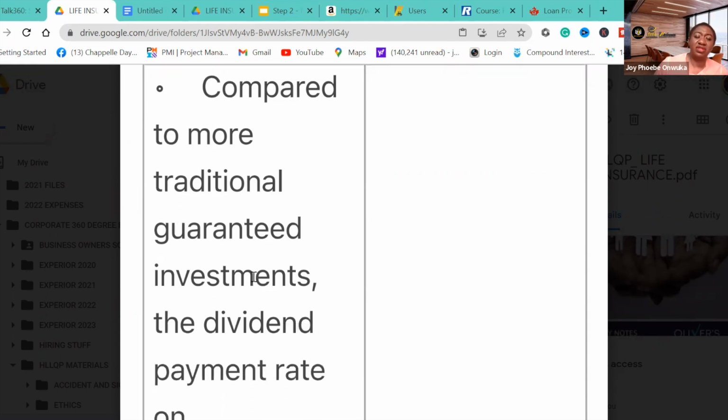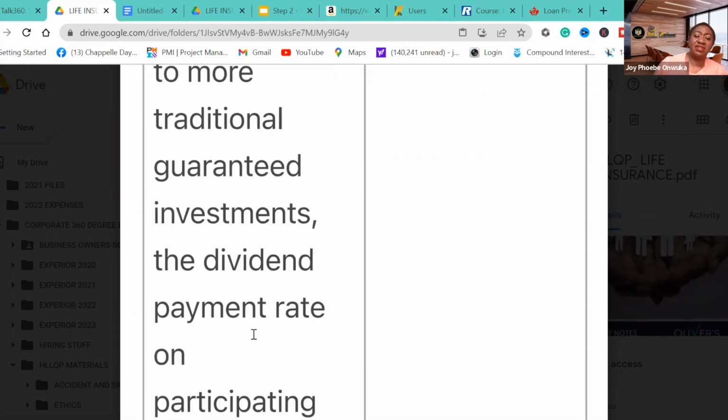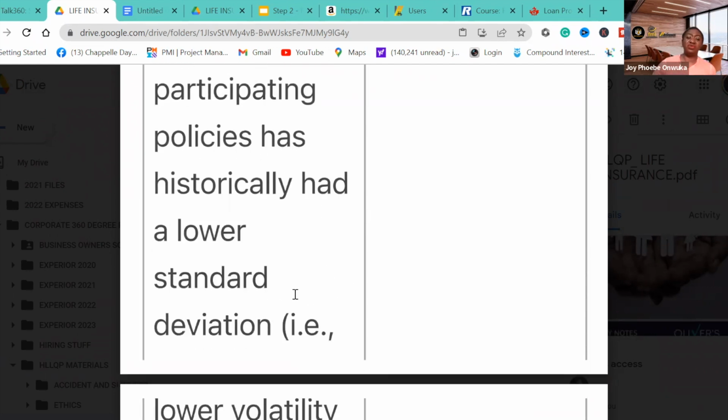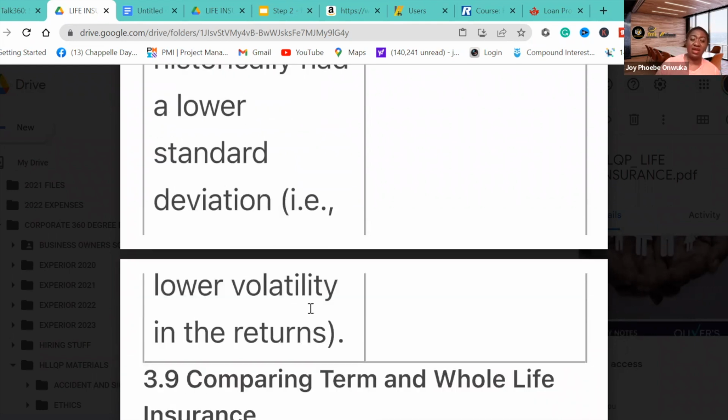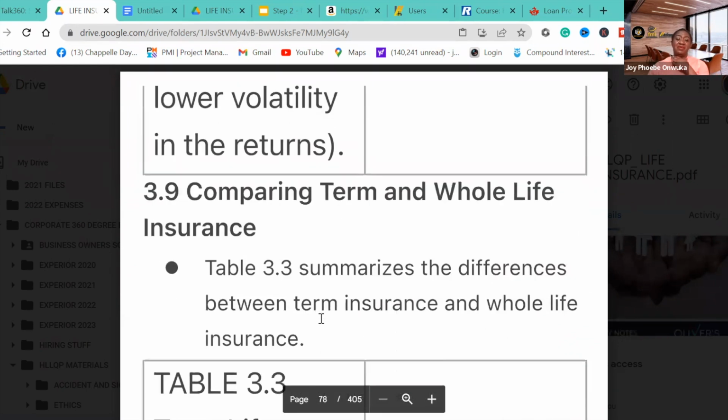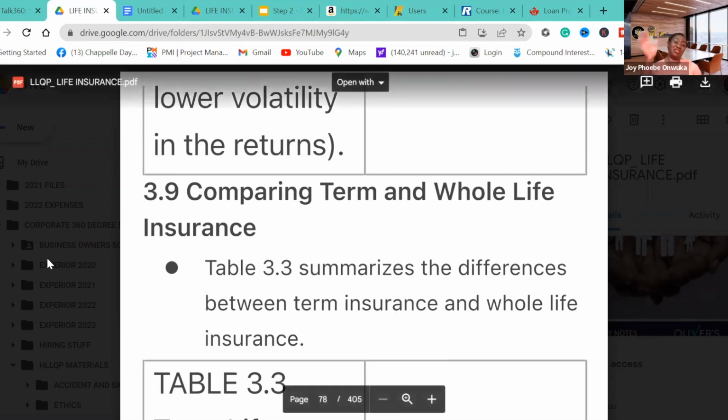Compared to more traditional guaranteed investments, the dividend payment rates on participating policies have historically had lower standard deviation, lower volatility in returns. Wow. Comparing term and whole life. So we just finished looking at advantages and disadvantages of whole life. Now, what is the comparison?